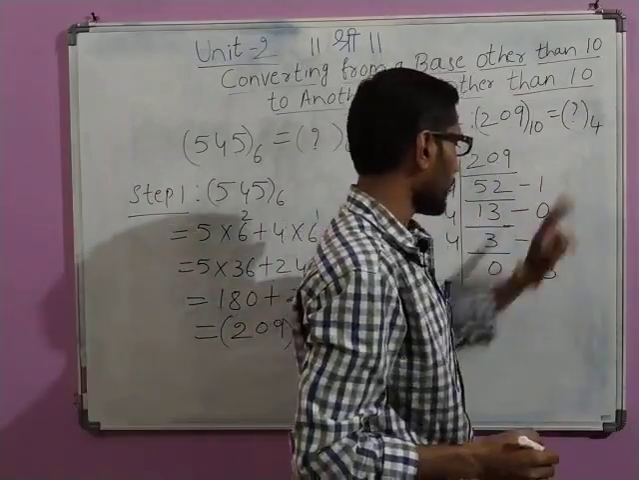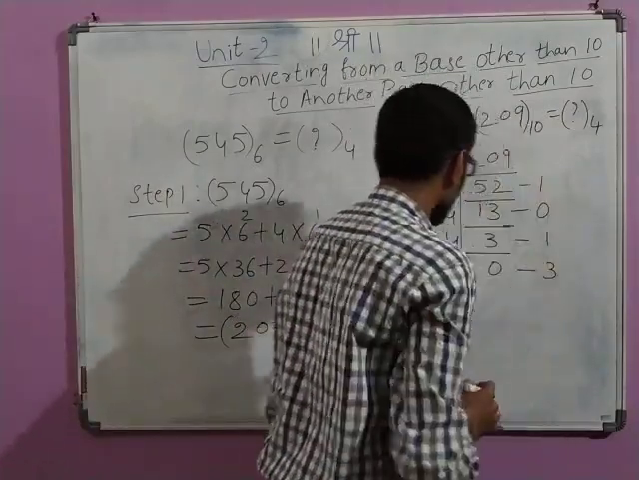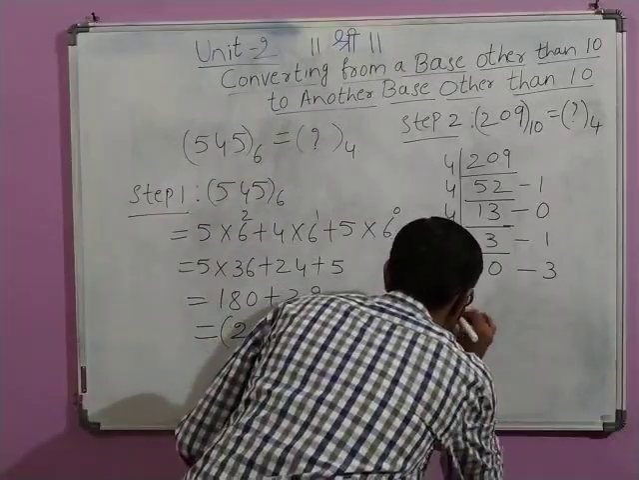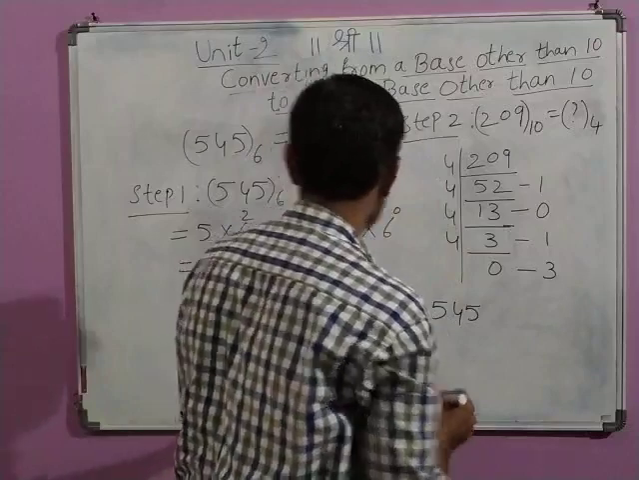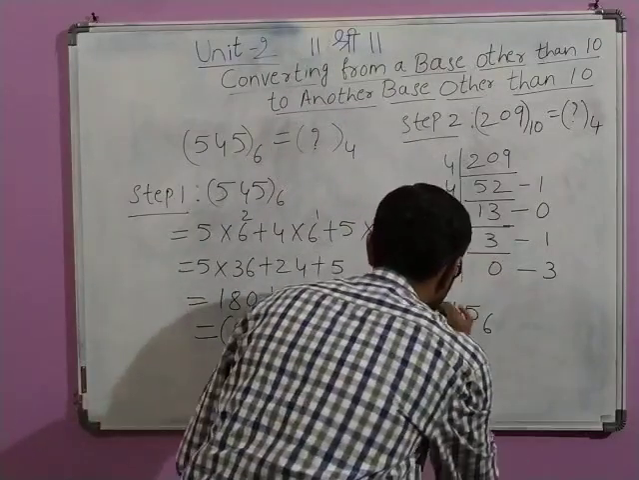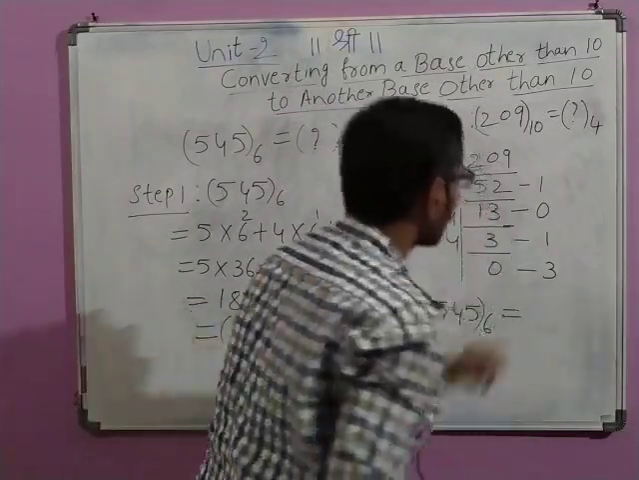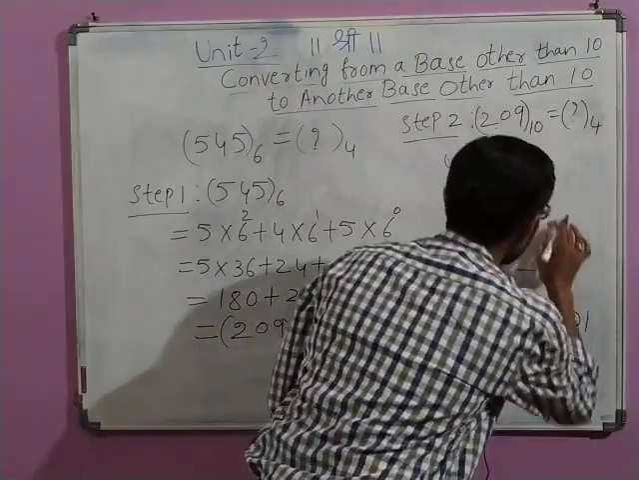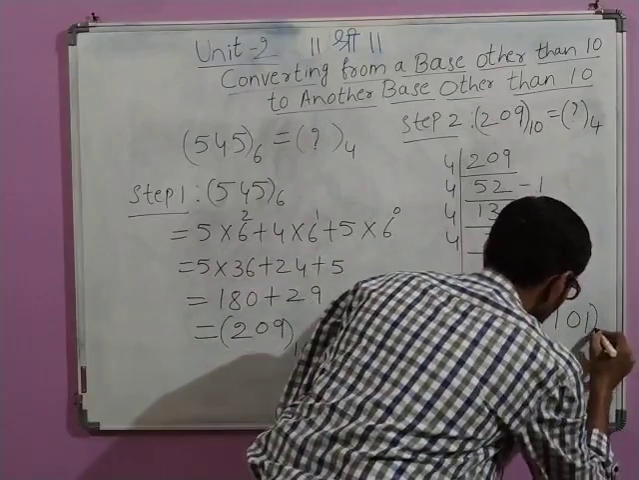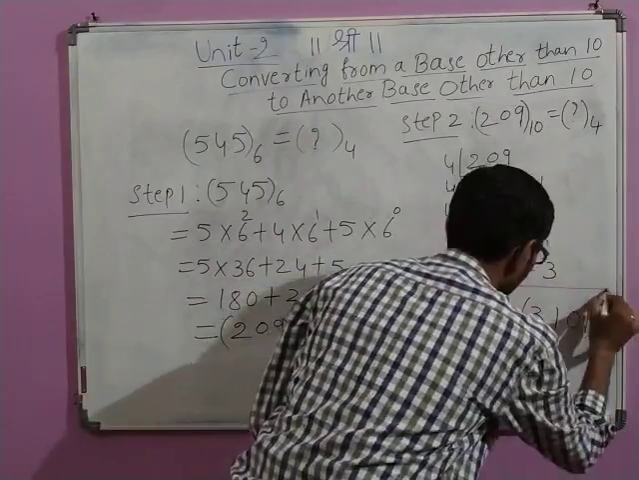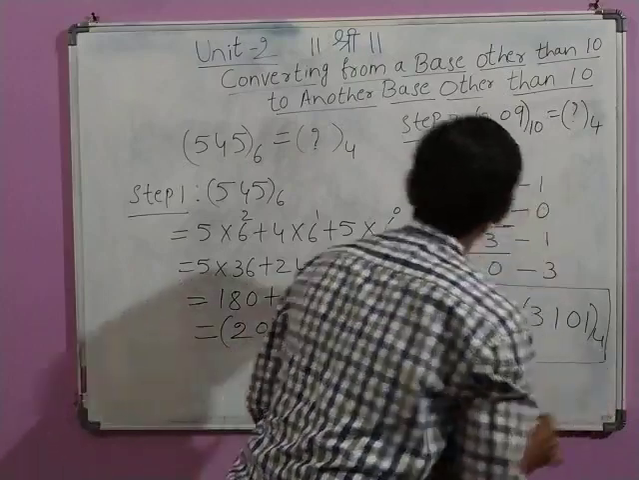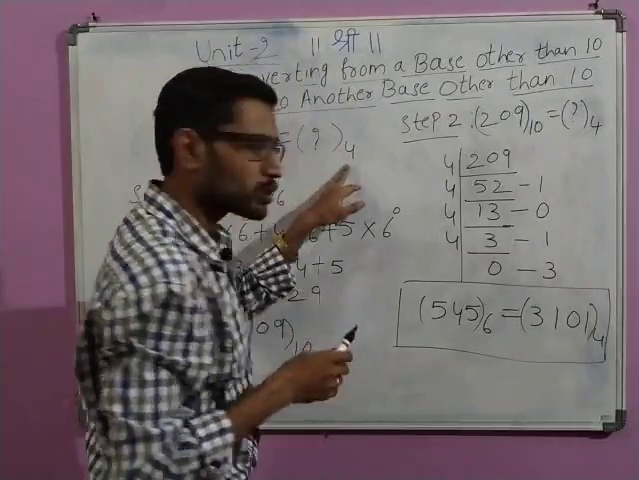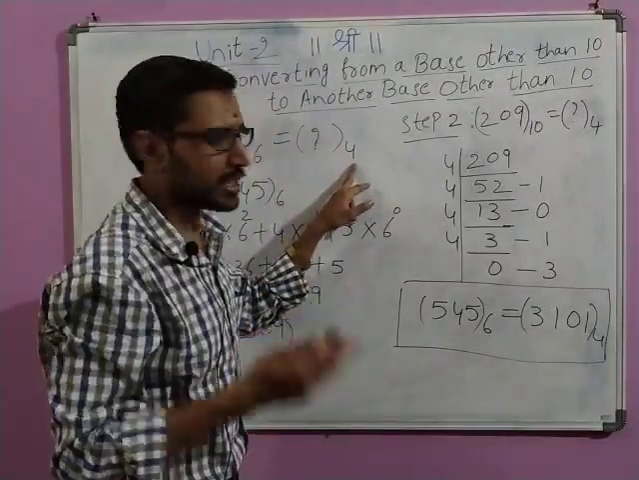So now what will be my answer? 3101. So if I write like this, the original number is 545 to the base 6. 545 to the base 6 is equal to, what is the answer? 3101 to the base 4. This is how you need to convert a number which is present in base other than 10 to a number which is also present in base other than 10.